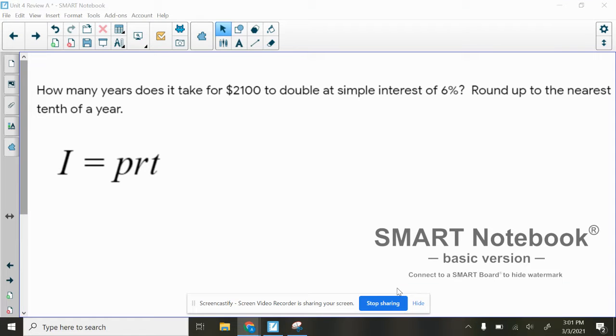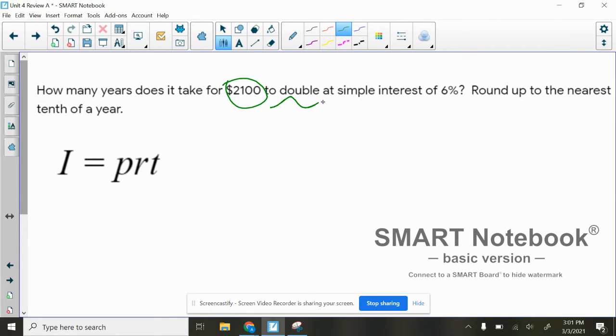Okay, we're looking at question number 2. It's talking about simple interest again. So again, we have that I equals PRT formula. This time it says, how many years does it take for $2,100 to double at a simple interest rate of 6%? So you guys, I'm going to go ahead and mark this in.